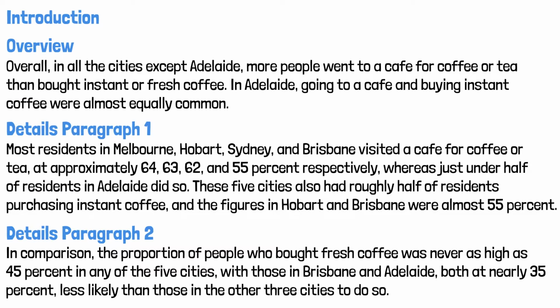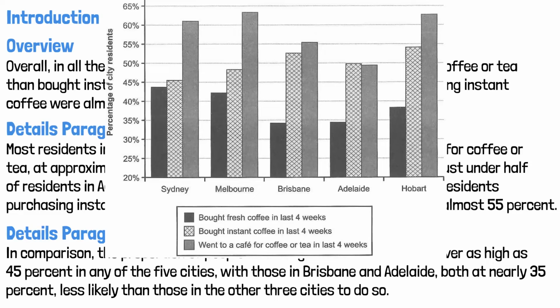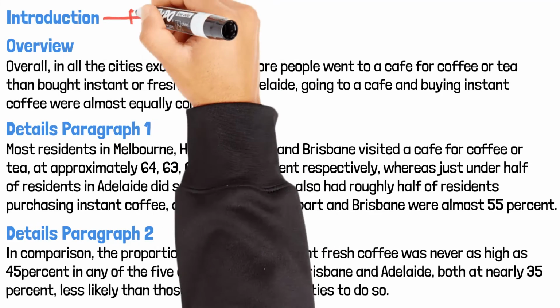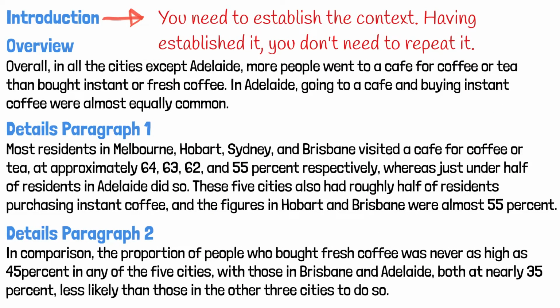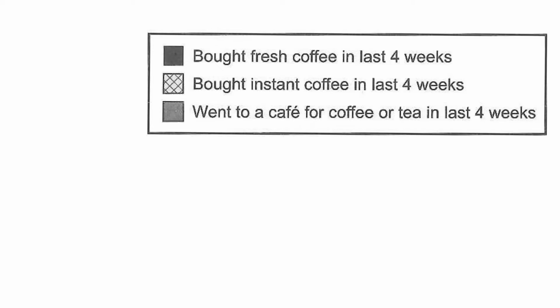Now we've finished our overview paragraph and the two details paragraphs. You may have noticed in these three paragraphs, I didn't mention "last 4 weeks" at all. This is because you only need to mention it in your introductory paragraph. Once you've established the context in the introduction, you don't need to say it again in the rest of your essay. So there are two things I want to talk about relating to "last 4 weeks".